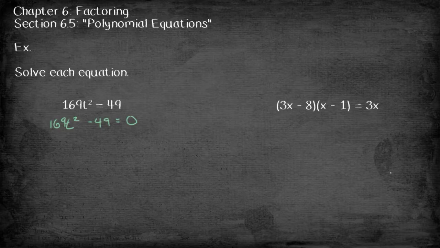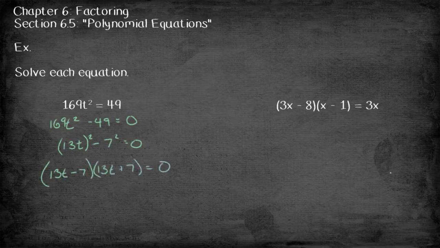I don't have any common factors. However, I recognize that 169 is 13 squared, and 49 is 7 squared. Difference of two squares. And now we have factored our equation. We factored the quadratic. Let's get our linear equations.